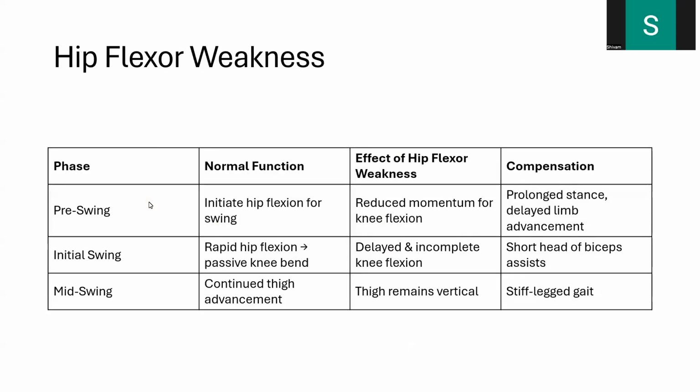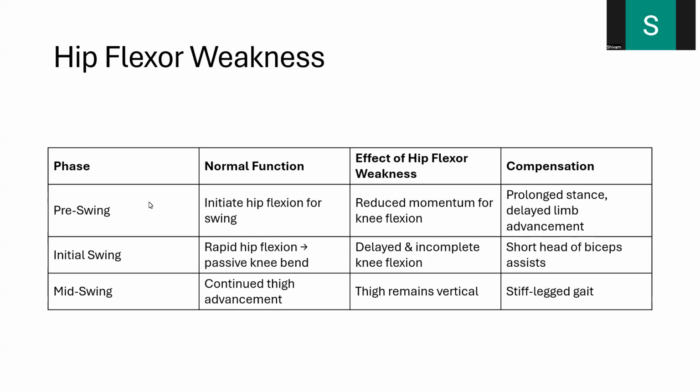Coming to one more pathology, which is hip flexor weakness. Knee flexion during initial swing depends heavily on the momentum which is generated from hip flexion. So when hip flexion is insufficient, the knee cannot achieve the normal 40 to 60 degrees of flexion, leading to a delayed or reduced swing phase knee flexion. The mechanism is that weak or insufficient hip flexion removes the momentum which is normally used by the knee itself. This problem is worsened if pre-swing knee flexion was already inadequate.